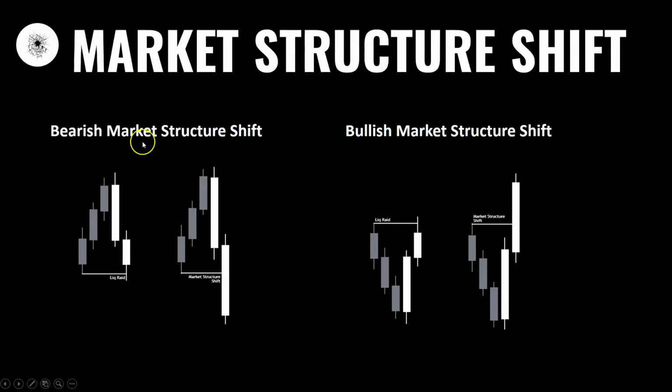Okay, this is for a bearish scenario, and a bullish scenario is just the opposite of that, but the same concept. We want to see a body close above the market structure high. Okay: market structure low, body close below; market structure high, body close above.